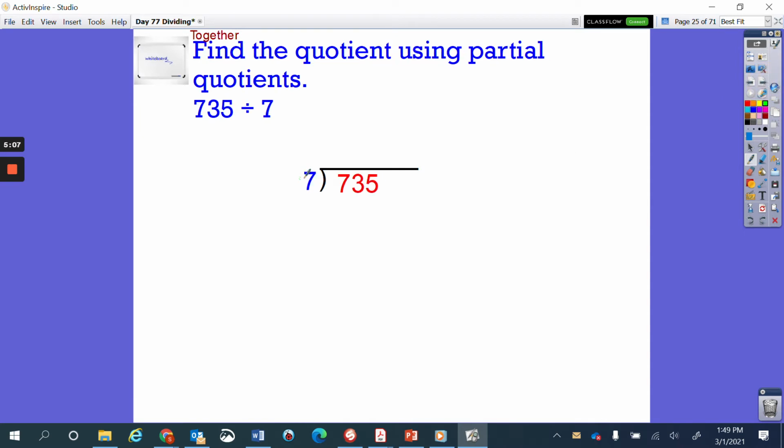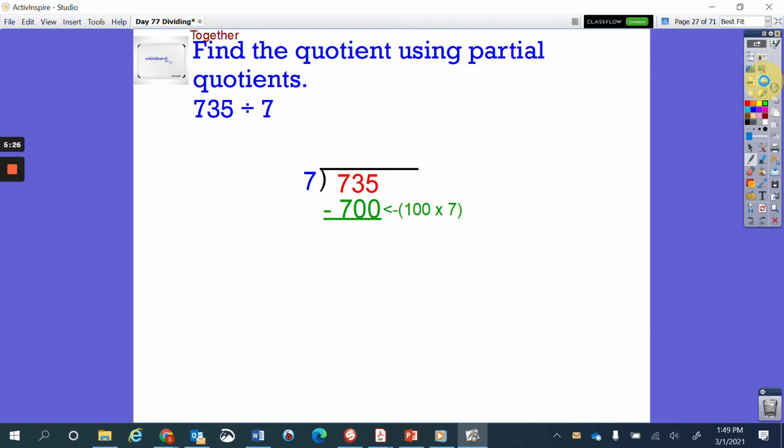So I'm going to write out 735. How many groups of 7 do you think that we could pull out right away? Well, I see that I could take out 100 groups of 7. 100 groups of 7 are worth 700. Work this out on your whiteboard as I'm doing it.